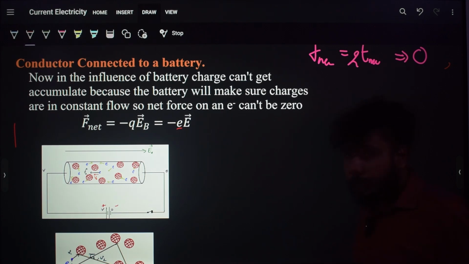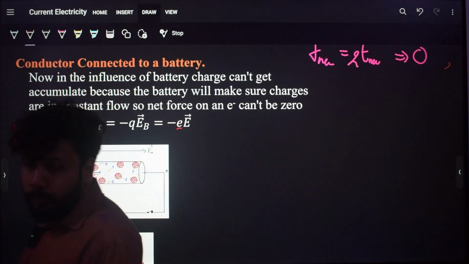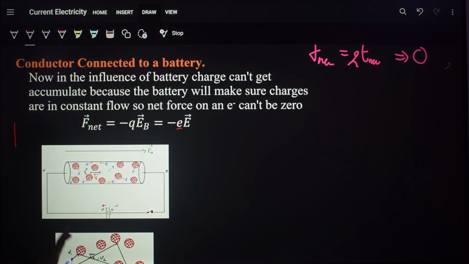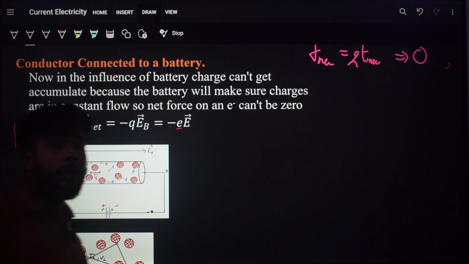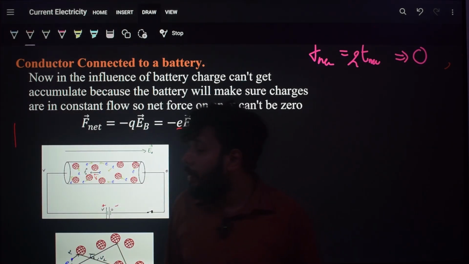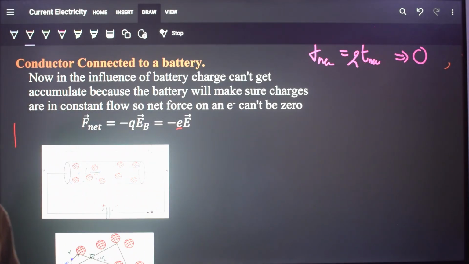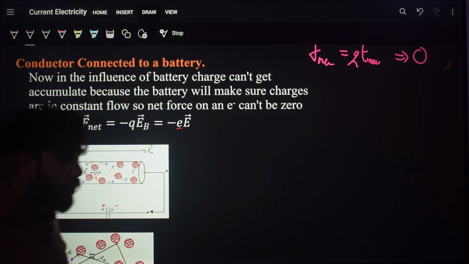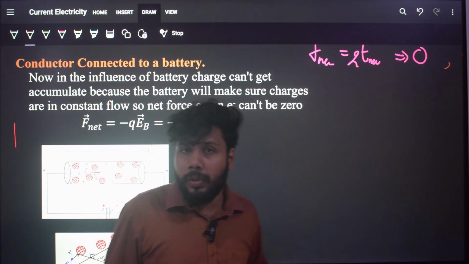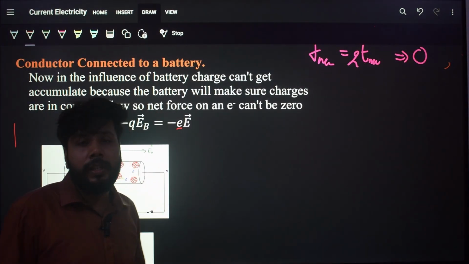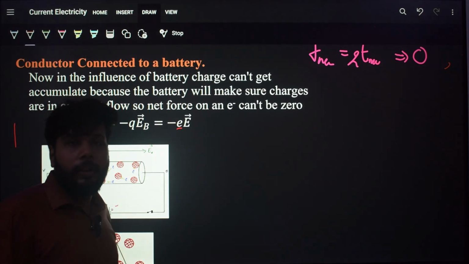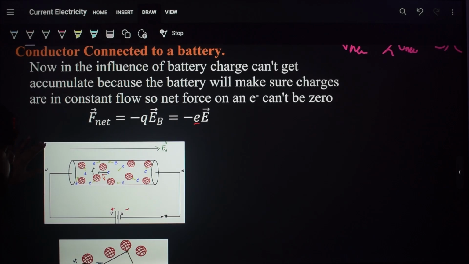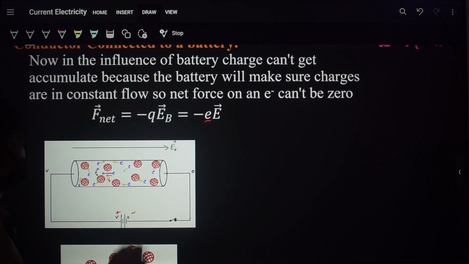For this purpose you should know one more thing: the role of the battery. The purpose of a battery is not to produce charge, but rather to make the flow of charge smoother. That means the purpose of the battery is just to maintain the flow of charges. You can imagine it like a water cooler. The purpose of the pump in the cooler is not to produce water, just to regulate the water, right? Similarly, the purpose of this battery is to regulate the flow of charges.